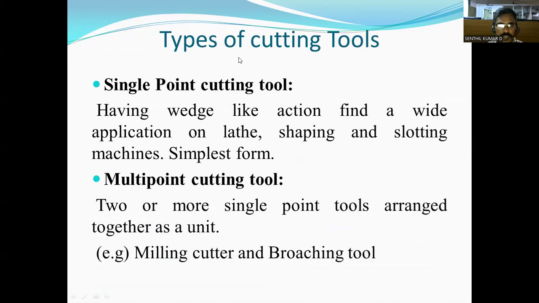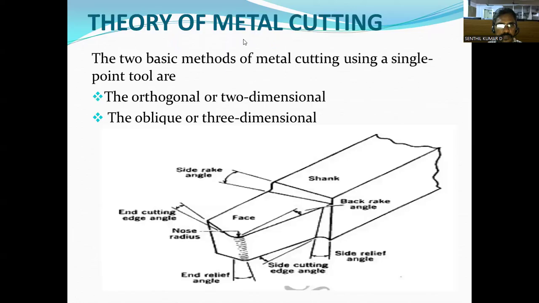Then we will see about the types of cutting tools. There are two types of cutting tools generally: single point cutting tool and multi-point cutting tool. Single point cutting tool has a wedge-like action and finds wide application on lathe, shaping, and slotting machines. It is the simplest form of tool. In multi-point cutting tool, we have two or more single points arranged together as a unit. Examples are milling cutter and broaching tool.